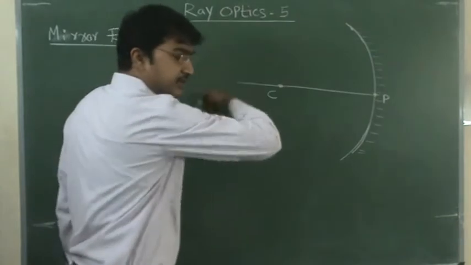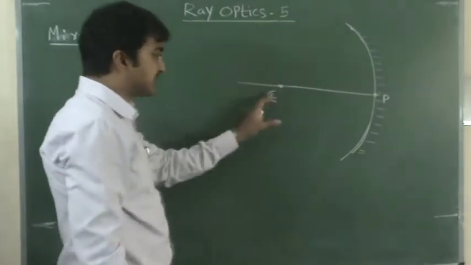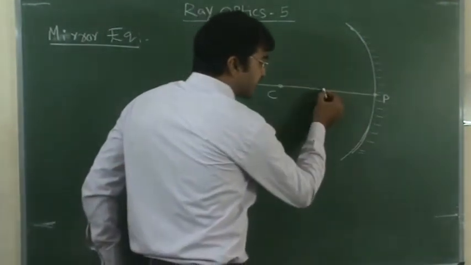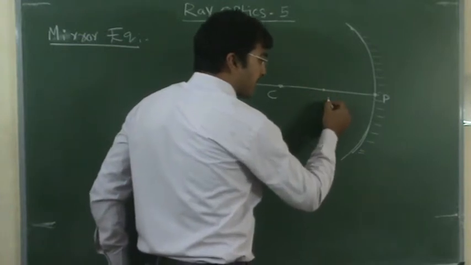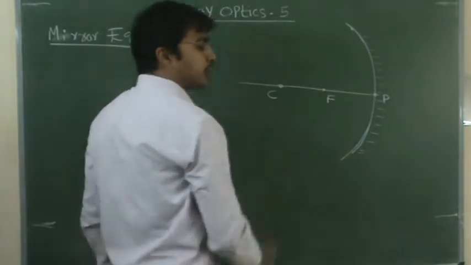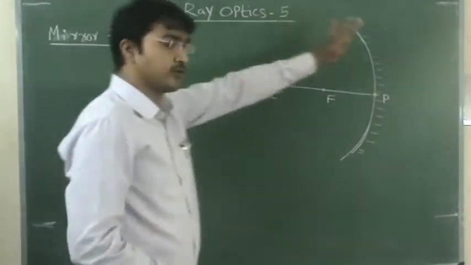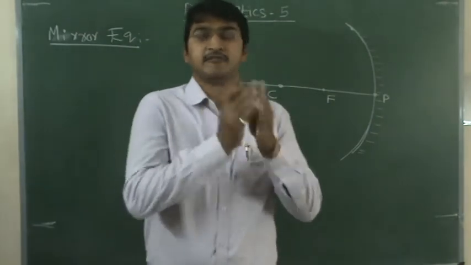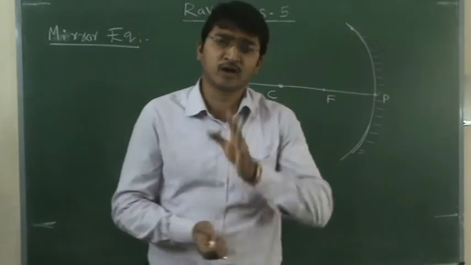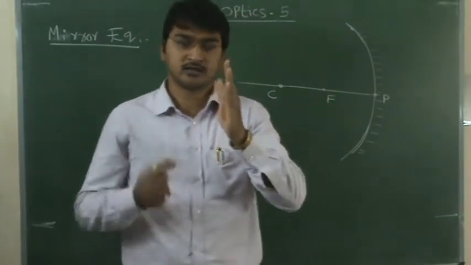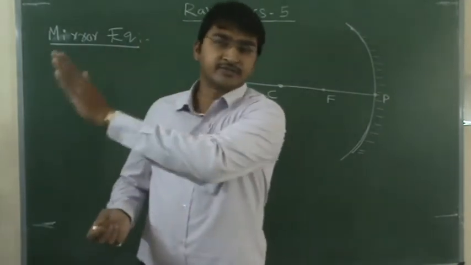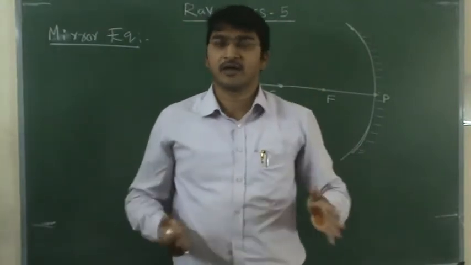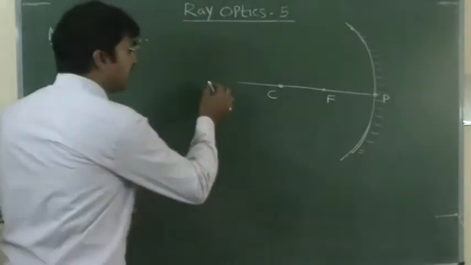When you extend the curved surface of the mirror, the center point of the curved surface we call the center of curvature. The focal length is exactly the midpoint of the CP, at the principal focus. So this we know now. To find the mirror equation we need some data, so I am taking an object. You can take the object at any position. We already saw the object at infinity, beyond C, at C, and between C and F. Here I am taking one object.